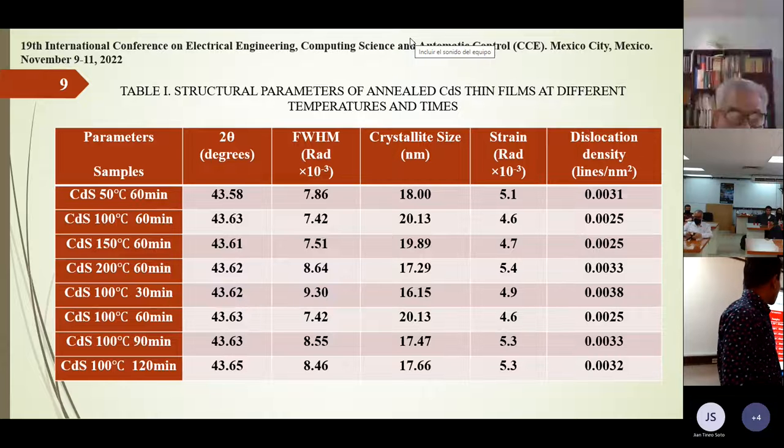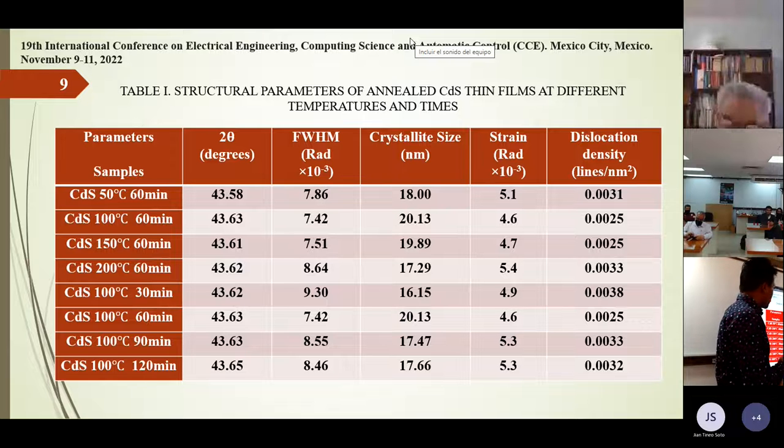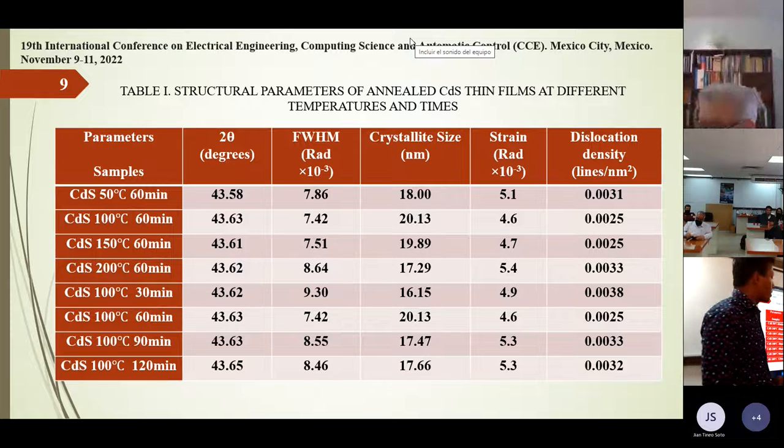And here I mention the structural parameters. We have calculated the crystal size, which is around 20 nanometers for our samples. Among them, CdS at 100 degrees for 60 minutes has higher crystallinity as compared to the other samples.